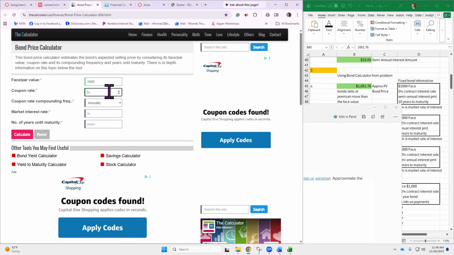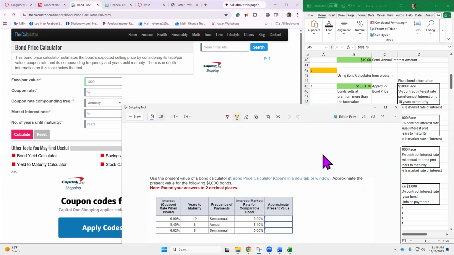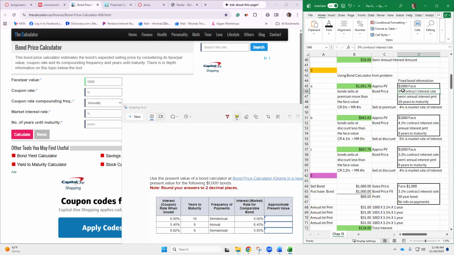So let's put the coupon rate in. The coupon rate is 6%. So let me put that over here in the rectangle. It pays semi-annual interest, and the years to maturity are 10. The market rate is 5. Okay, so I've put all these factors down. It will sell at a premium because our coupon rate is 6% and the market rate is only 5. So if that helps you see the picture better.